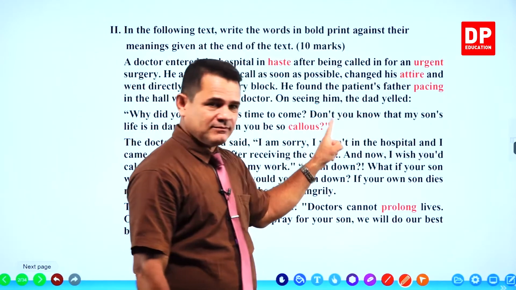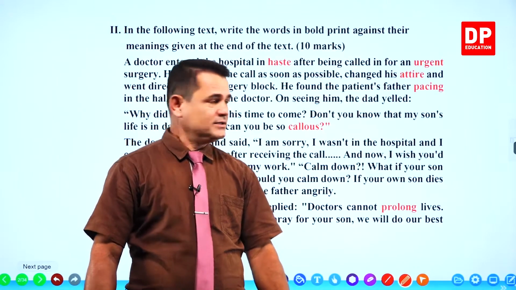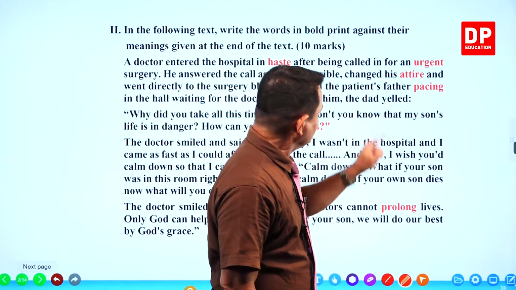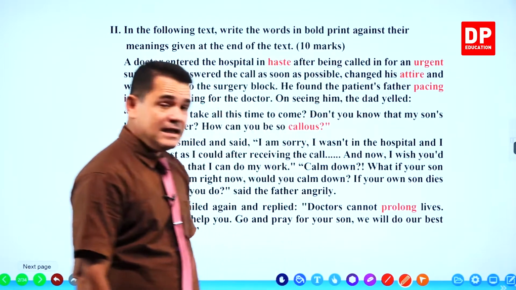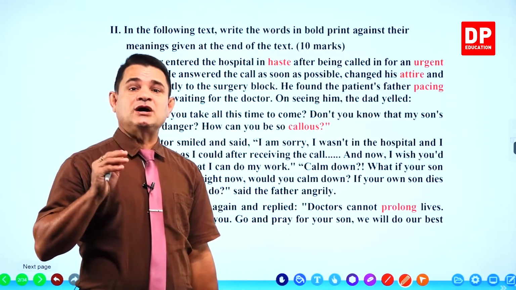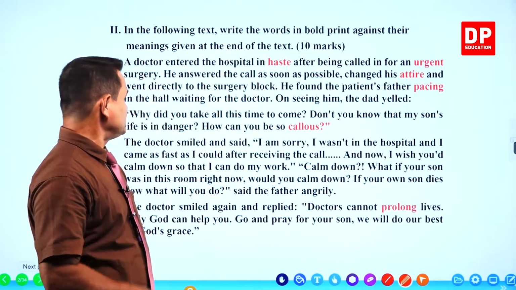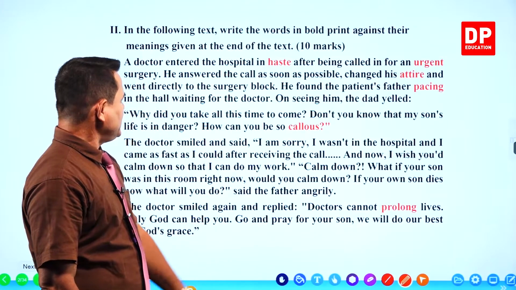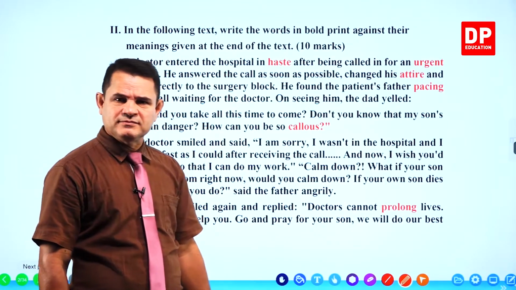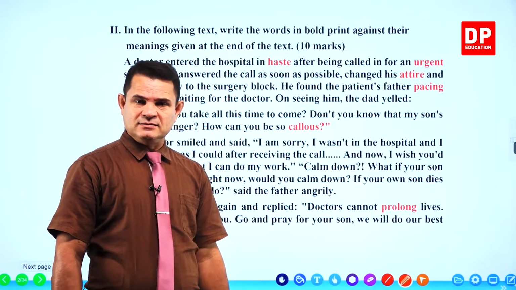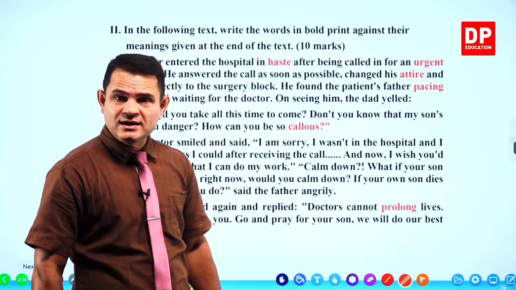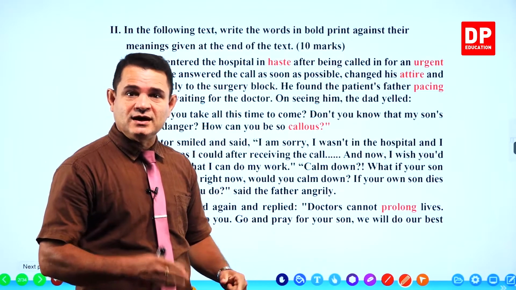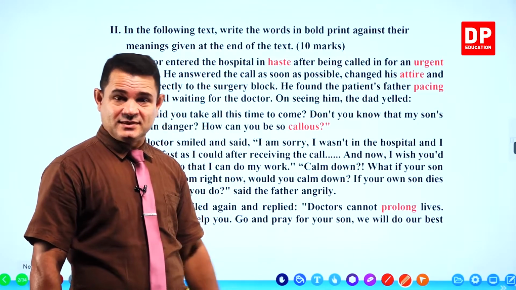On seeing him, the dad yelled. The dad yelled means shouted. The father shouted, "Why did you take all this time to come?" Angrily. Father asked from the doctor, the patient's father.